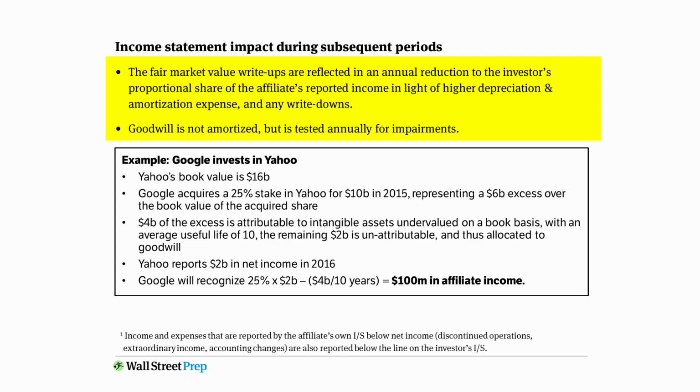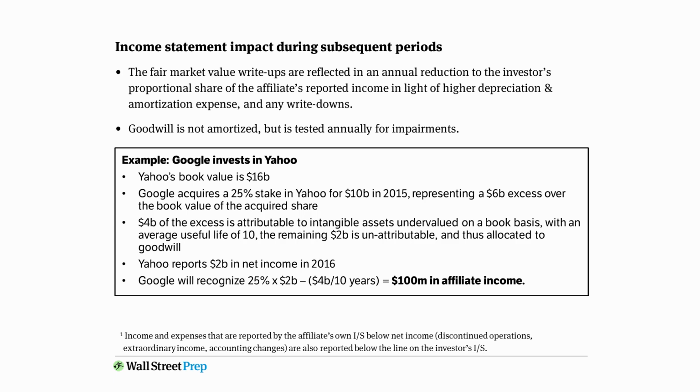So the impact on the investor's income statement of paying in excess of book value has to do with the write-ups, and the depreciation and amortization associated with the write-ups, of individual assets from the affiliate. The easiest way to make sense of this is to go through a simple example before we dive into our more complicated exercises. In our example, Google invests in Yahoo. Yahoo's book value is $16 billion, and let's say that Google acquires a 25% stake in Yahoo for $10 billion. On a book value basis, a 25% stake would be $4 billion, but Google has spent $10 billion, and that represents a $6 billion excess over the book value of the acquired share.